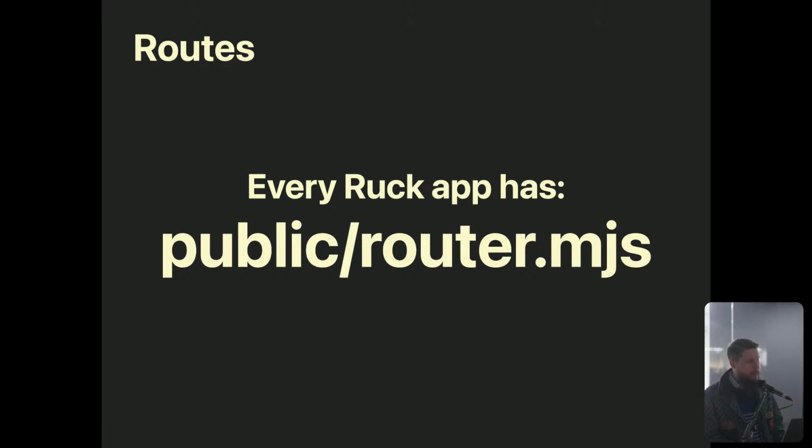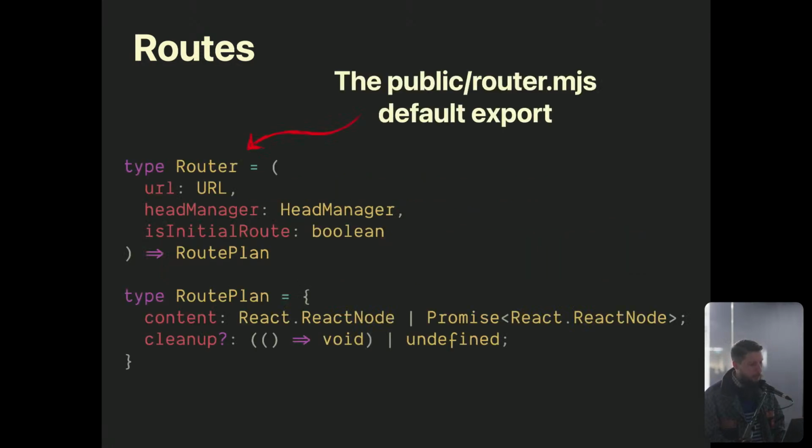You can configure the location of your public directory if you have it somewhere else for some reason, but out of the box it looks for a folder called public. And in there, it's going to default export a router. That's the type it has.